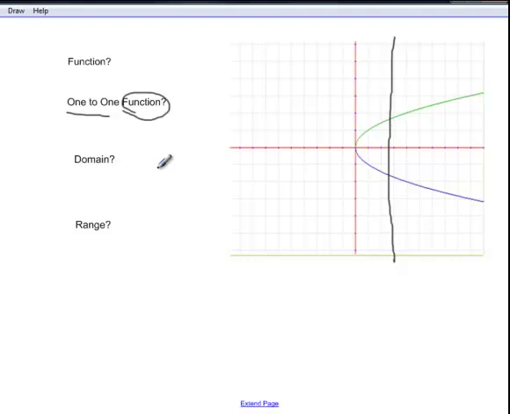Okay, domain. Adam, help us out with the domain. The domain is 0 inclusive to infinity. Right, because the x values are here and on, so it is from 0.